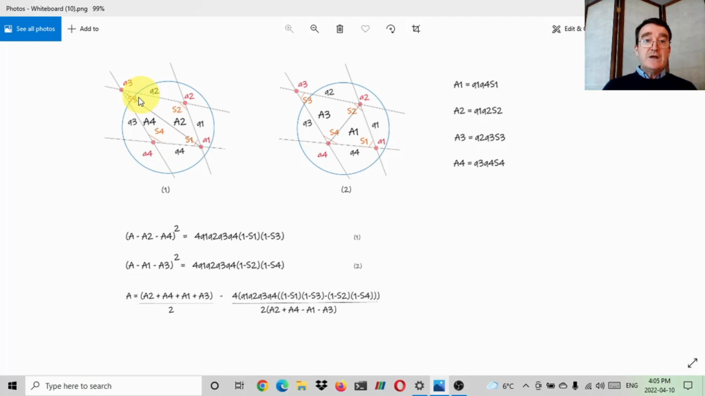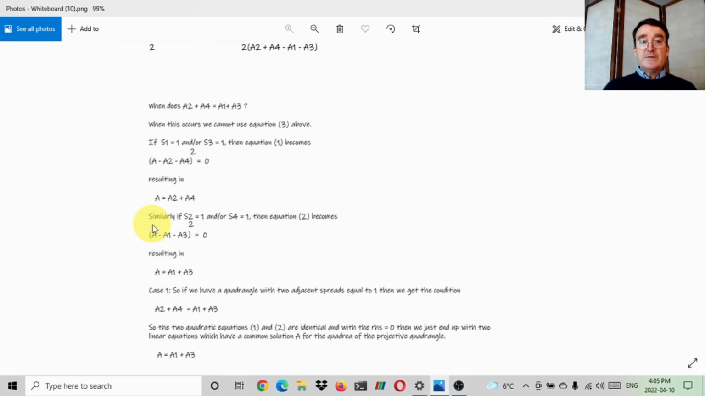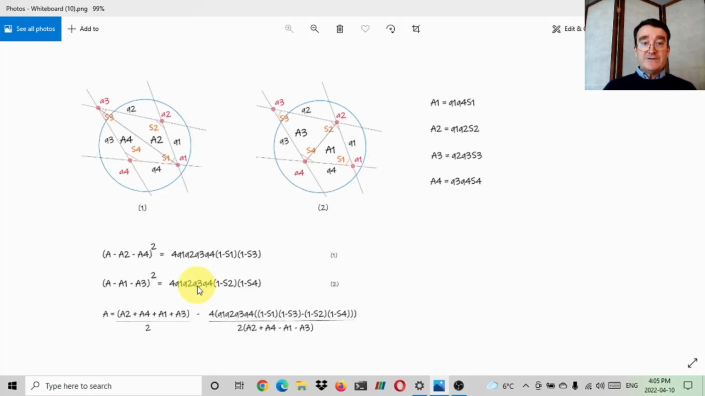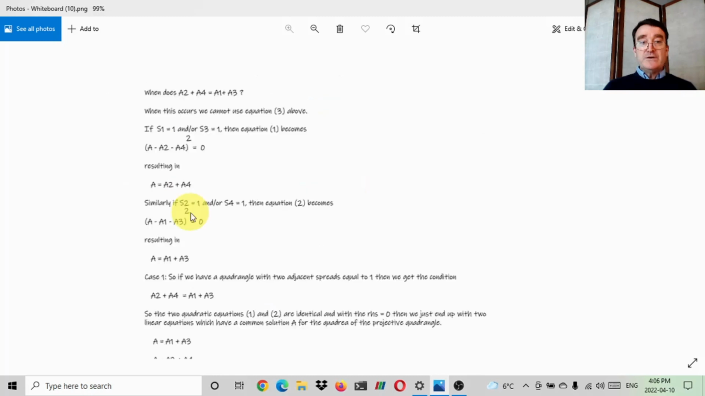So the first case, when A2 plus A4 is equal to A1 plus A3, is when we have a quadrangle with two adjacent spreads equal to 1. Say we have a quadrangle with S1 equal to 1 and S2 equal to 1. Then in that case, we get A4 plus A2 is equal to A3 plus A1.